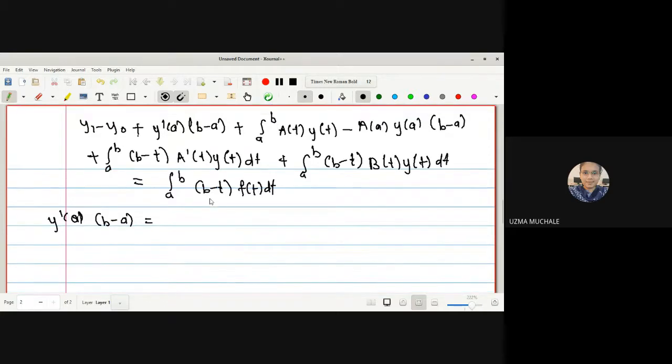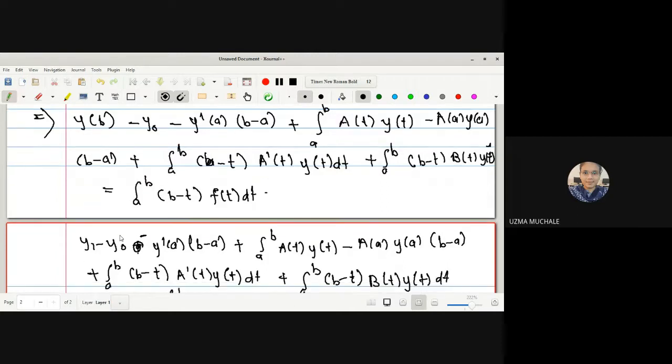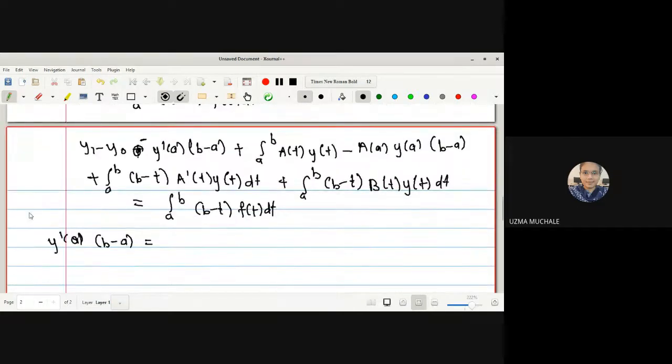Is y dash with the negative sign? Oh, right. Y dash is with negative sign. We can keep y dash outside and now we can write the terms. Here we have y1 minus y0. This minus y dash of a into b minus a we can keep here. So we have the first term is y1 minus y0 plus what is the next term?